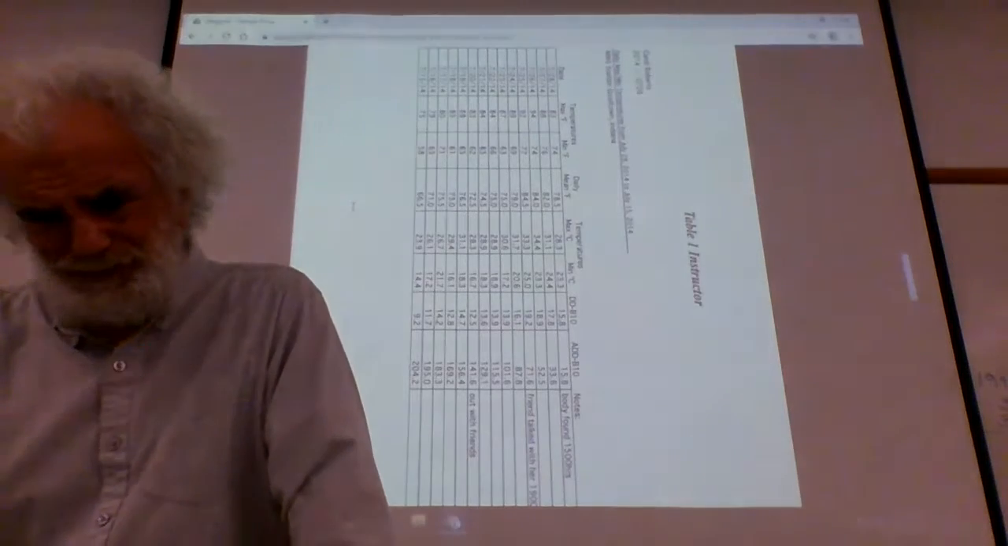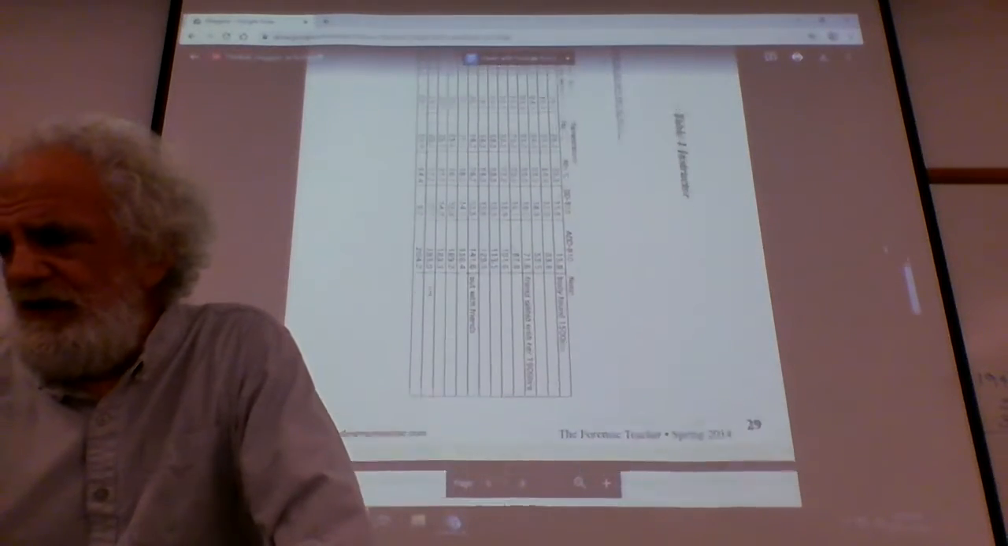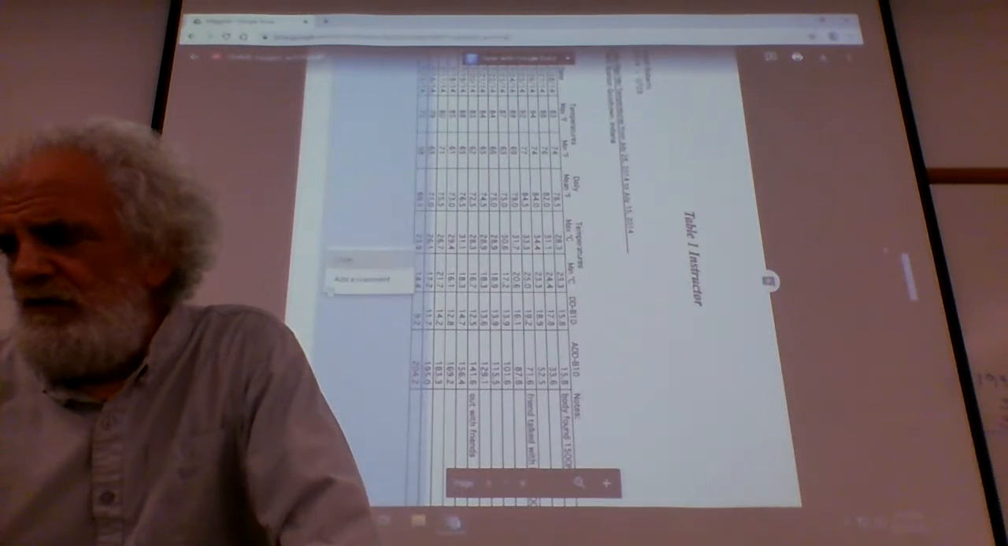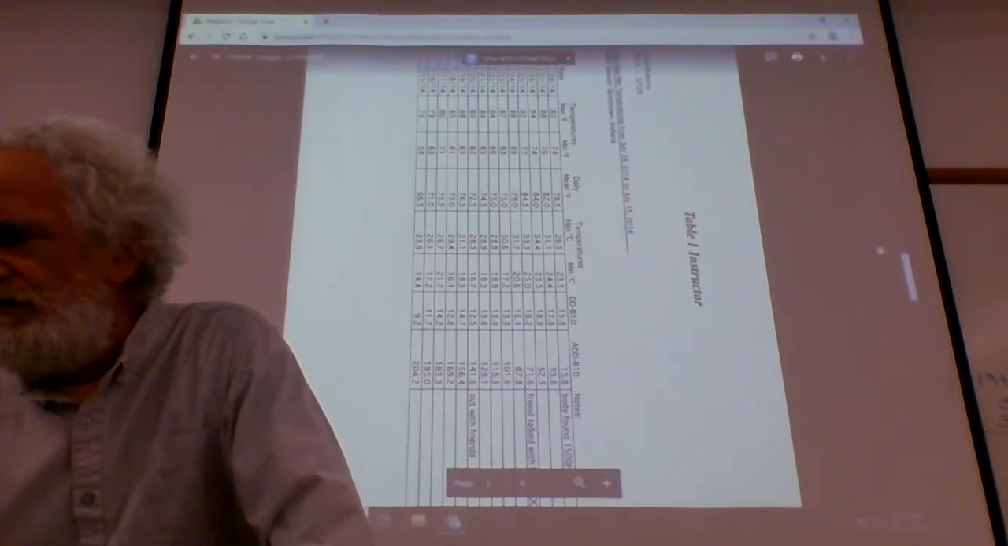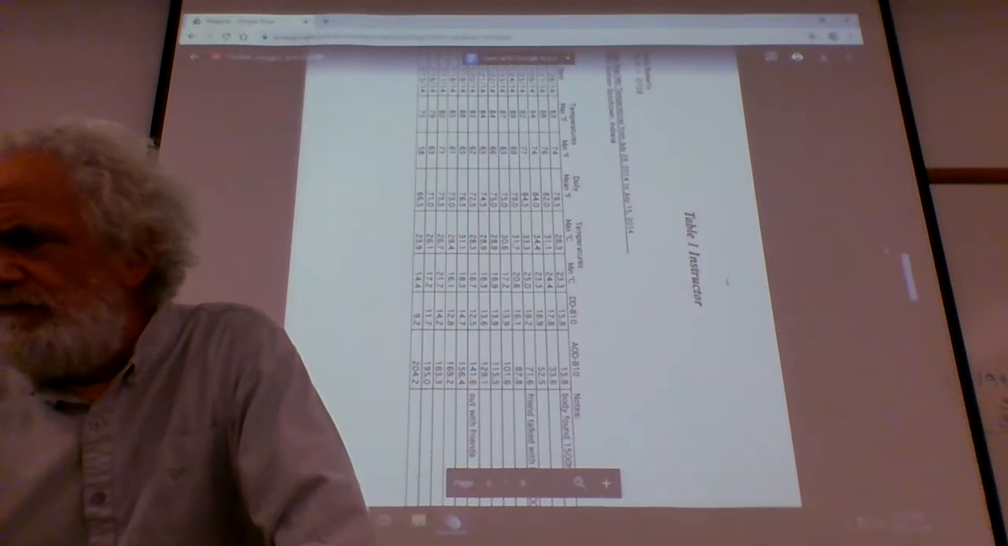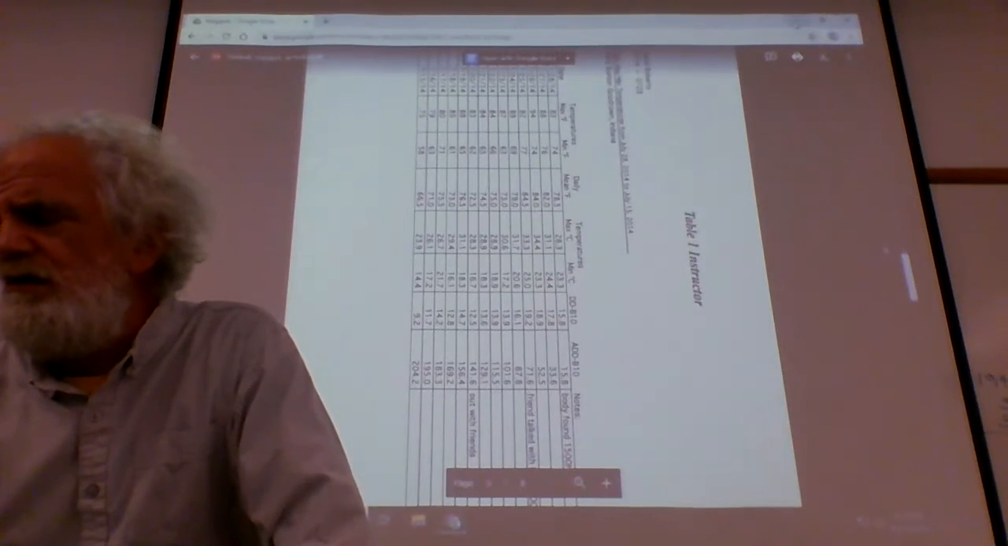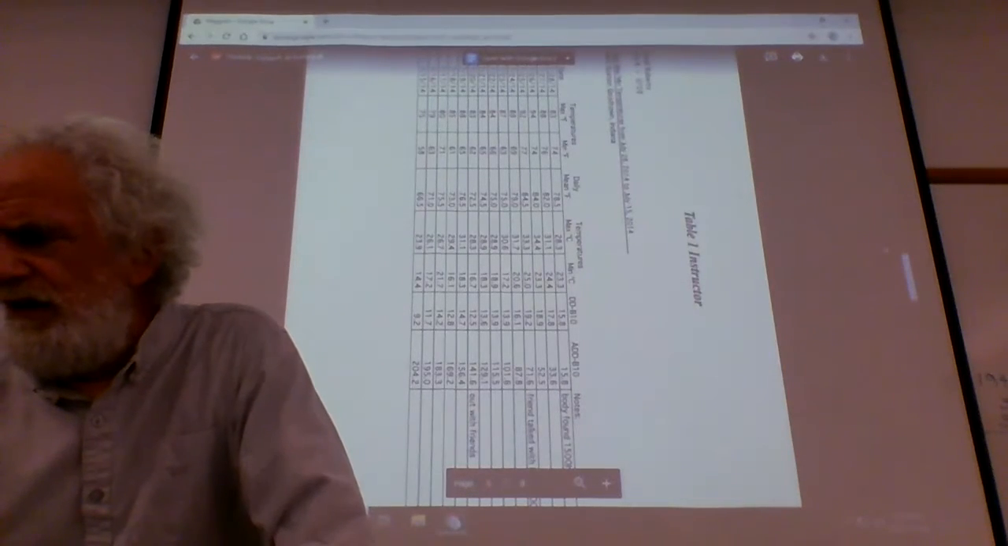This is dumb that I can't flip this sideways and click and rotate. Is there a way to rotate it? No, there's not. Not in this.